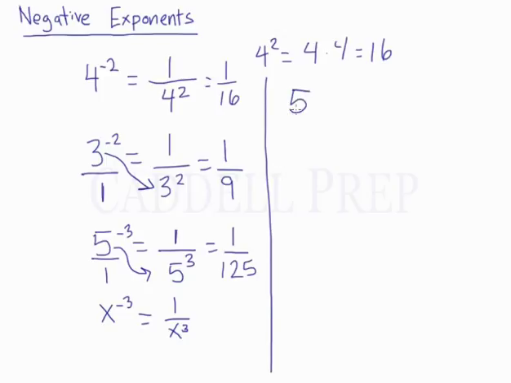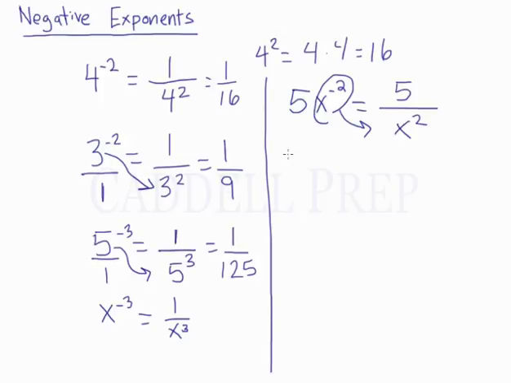If we had 5x to the negative 2. Well, being that it's negative, we're now going to have to change the location of this. Okay, but only the x is raised to negative 2, not the 5. So the 5 stays in the numerator. This is what goes to the denominator, and we make it positive.